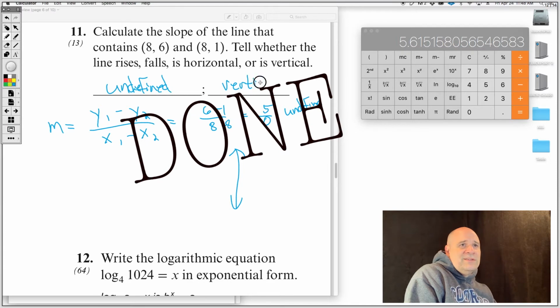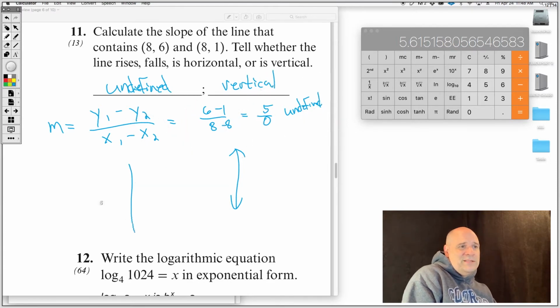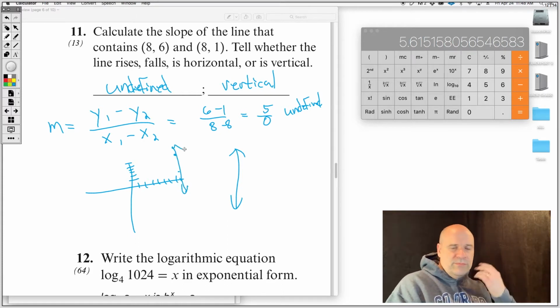Other thing you could do is just graph these two points. 1, 2, 3, 4, 5, 6, 7, 8. 1, 2, 3, 4, 5, 6. So here's (8, 6) and (8, 1). That's a vertical line. You can see that. You don't have to use the slope formula. You can answer all these questions by just graphing it too.